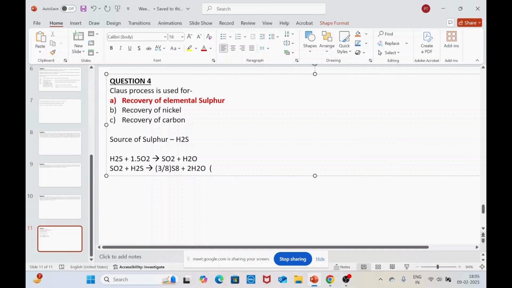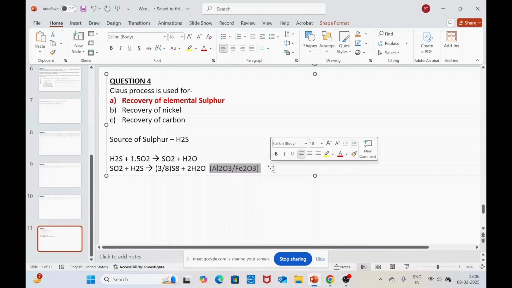In this process, we will utilize a catalyst. That catalyst is Al2O3. This is the catalyst that will be used in this process of SO2 plus H2S giving 3 by 8 of S8, that is your elemental sulfur, plus 2H2O. So this is the Claus process, which is used for the recovery of elemental sulfur.